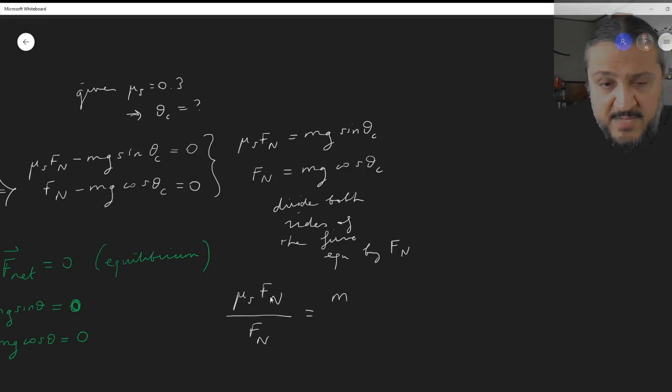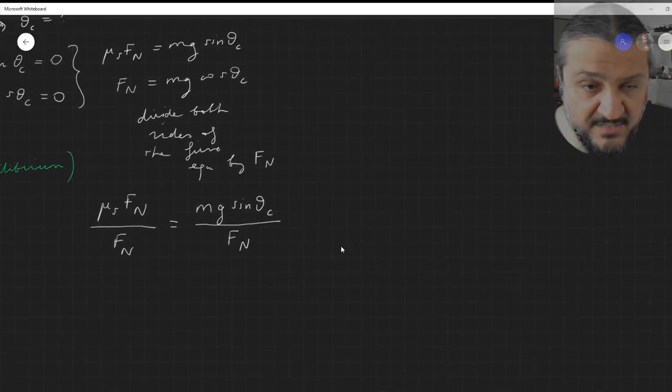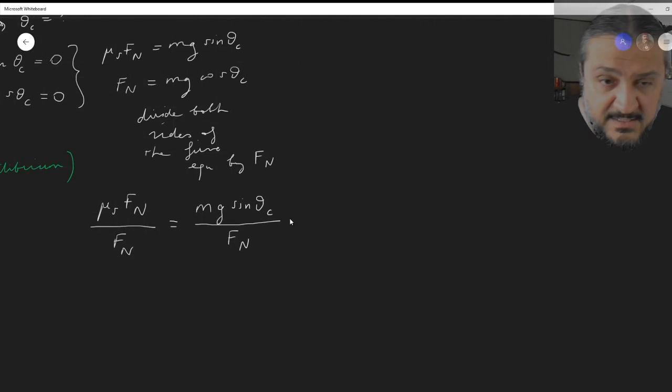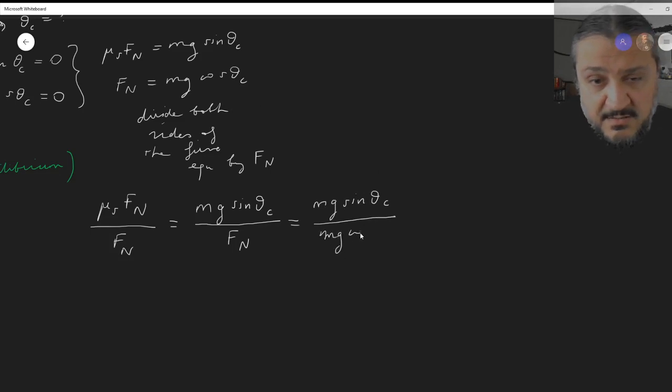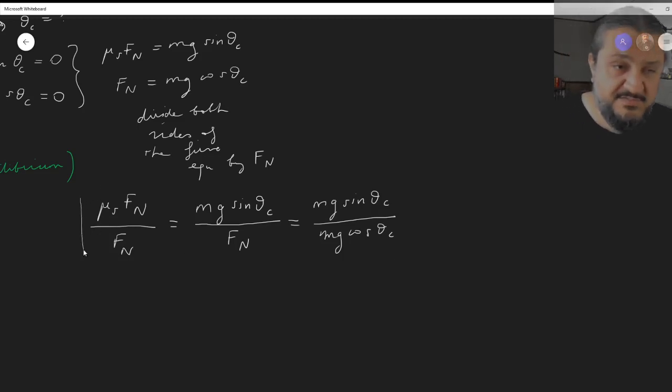On the right, we have mu s Fn equal to mg sine theta c. You're dividing it by Fn. Dividing both sides of an equation by the same thing doesn't change anything. But we know that the second equation tells us that Fn is equal to mg cosine theta c. So we just keep writing mg sine theta c. Instead of Fn, I'm going to write mg cosine theta c.